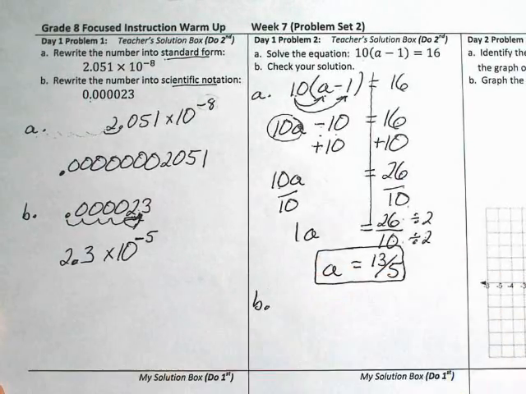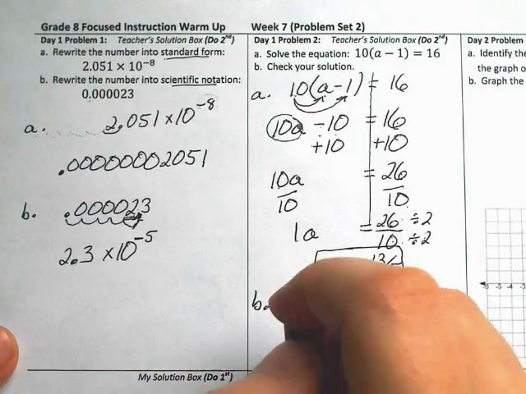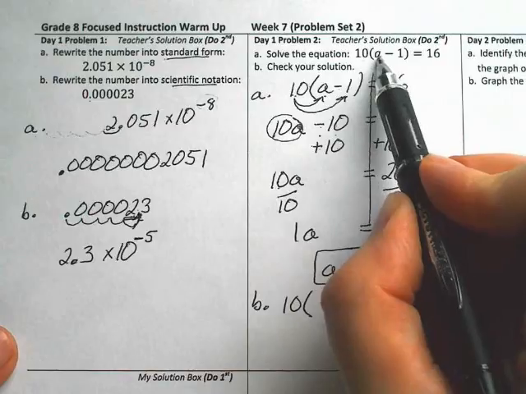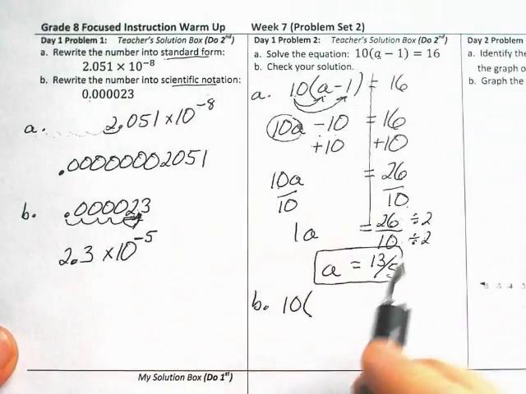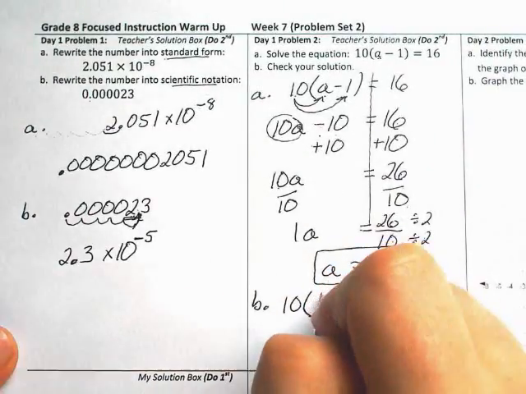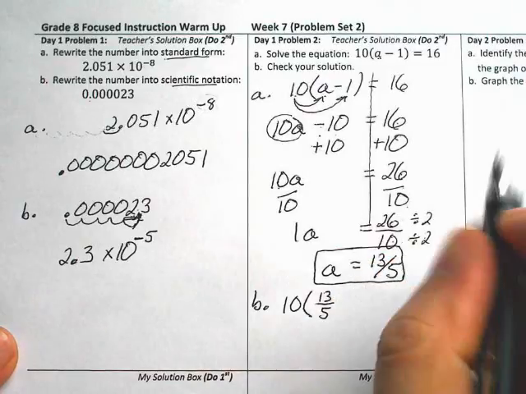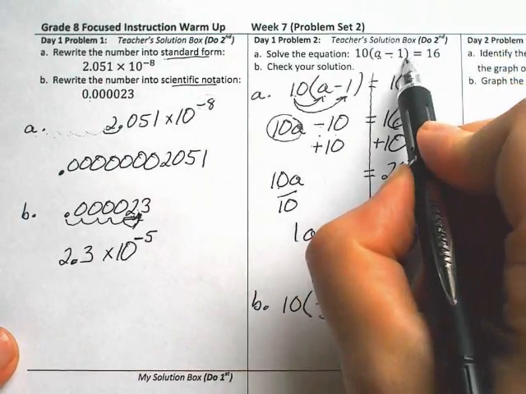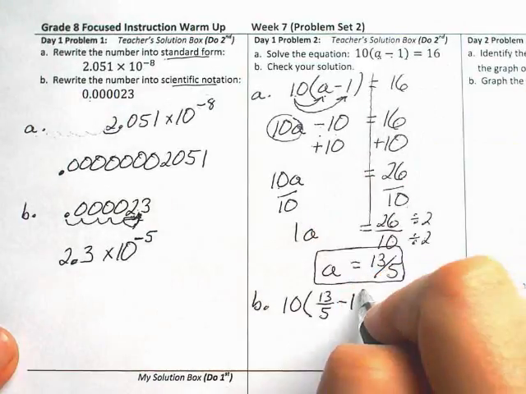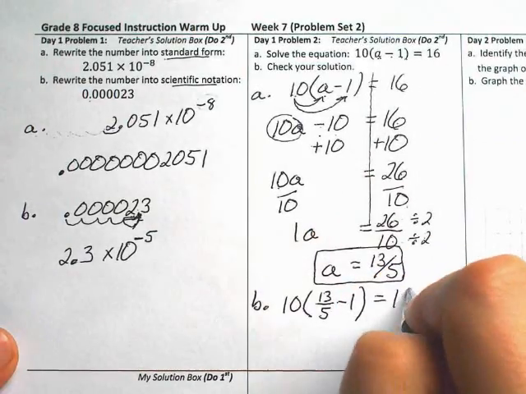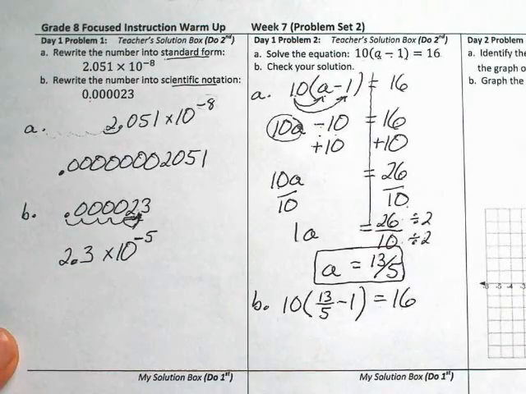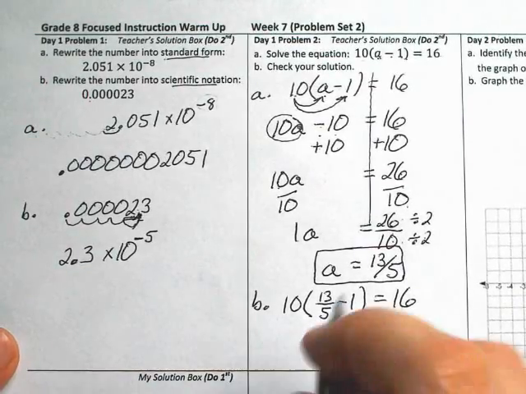Now in part B, let's check if that is correct. So 10 parentheses, in place of the variable a, substitute 13/5, and then subtract 1, parentheses equals 16. Does this equal 16, we wonder?